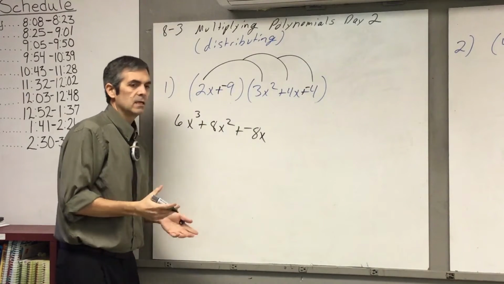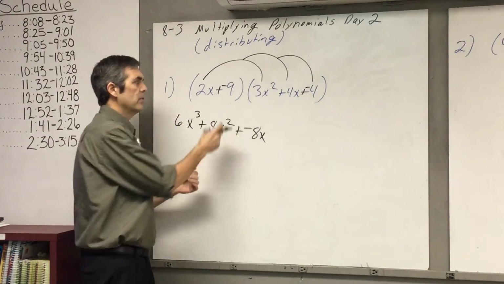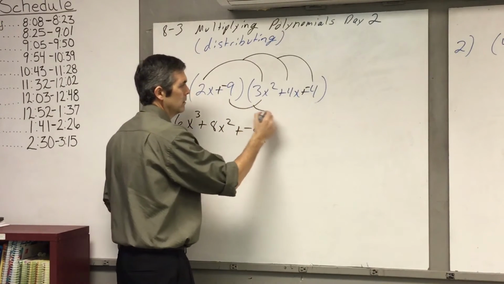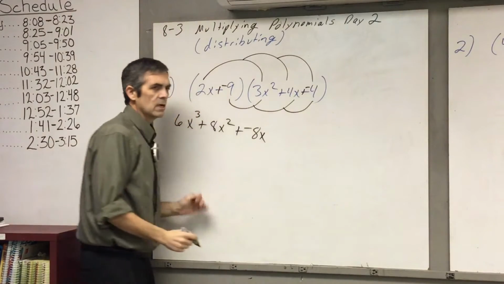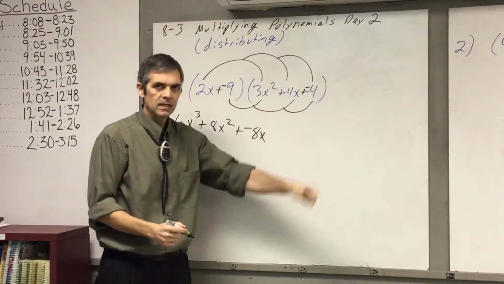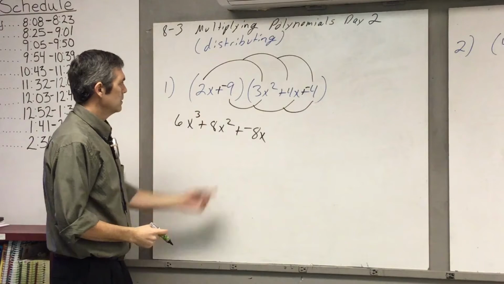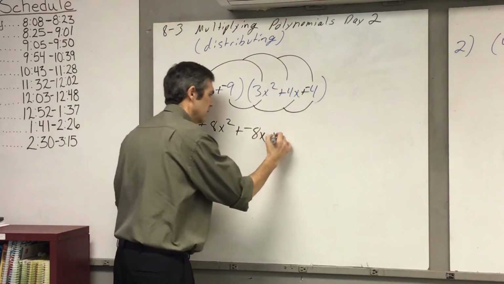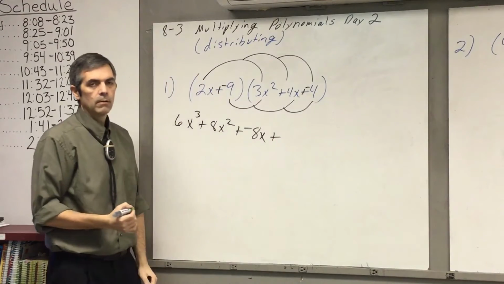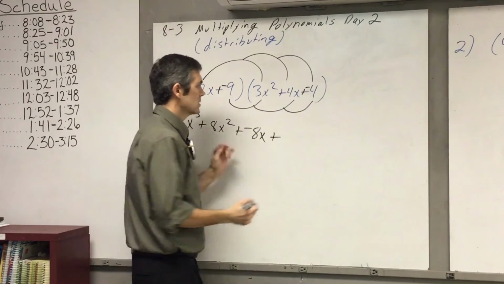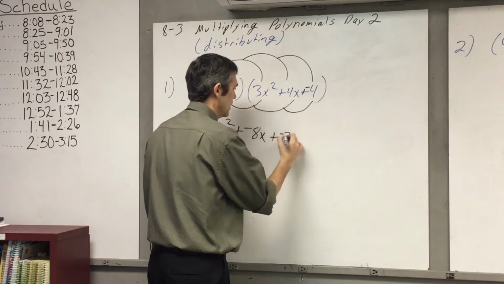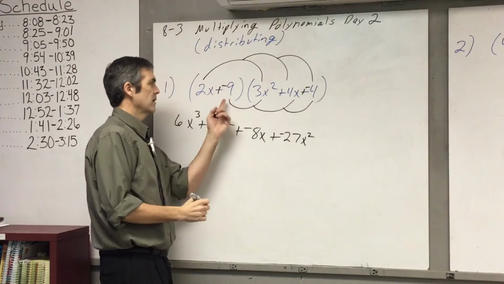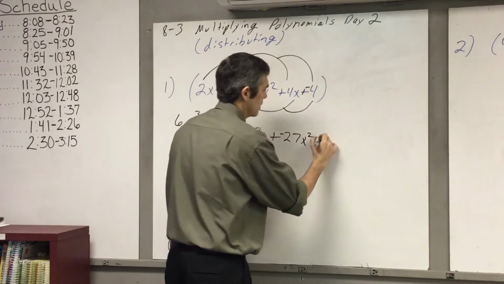The next thing I'm going to do is take the other number in the binomial and multiply it here, here, and here. Notice how I'm multiplying times everything inside of that trinomial. So the negative 9 times the 3x squared, and again, it's still addition here. Negative 9 times 3x squared gets you negative 27x squared, and then the negative 9 times the 4x.